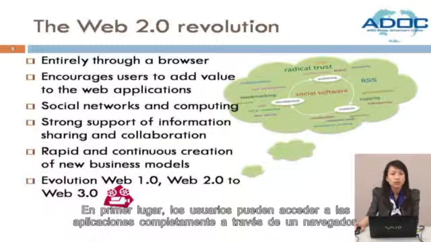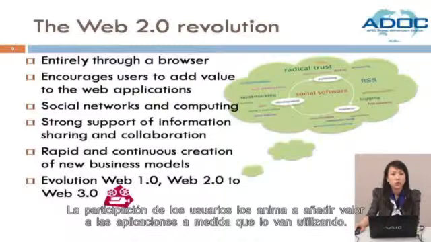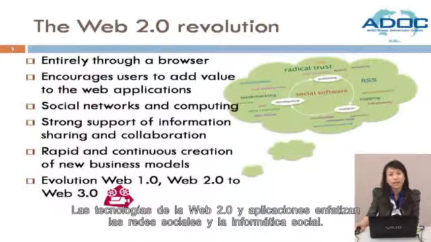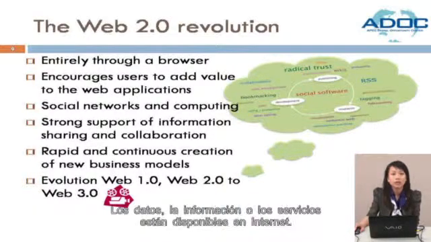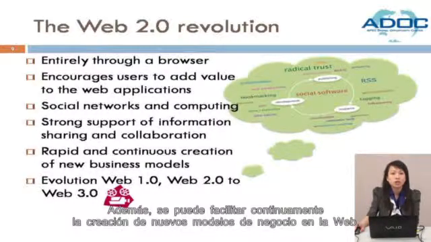First, users can access applications entirely through a web browser. Users' participation encourages users to add value to the applications as they use them. Web 2.0 technology and applications emphasize social networks and social computing. They also allow users to share information and collaborate. Data, information, or services are available on the Internet. Additionally, they can continuously facilitate the creation of new business models on the web.